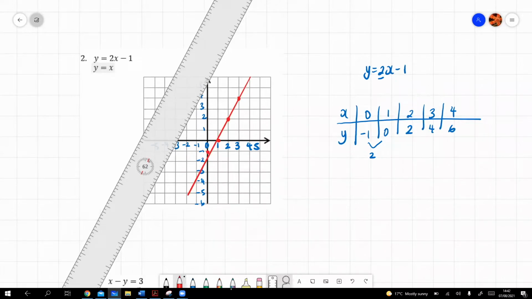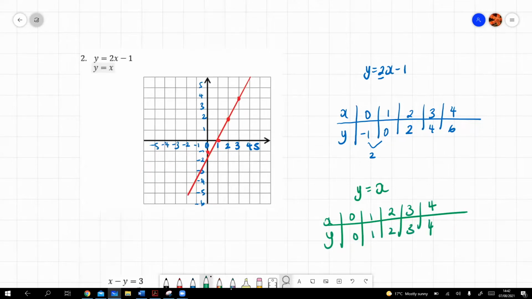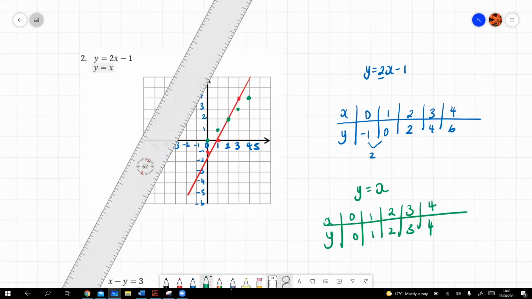The next one, I'm going to do y equals x, so let's do it in green. That is pretty simple and straightforward, isn't it? 0, 1, 2, 3, 4. Whatever x is, y is going to be the same. 0, 1, 2, 3, 4. Get rid of the ruler. So 0, 0; 1, 1; 2, 2; and you can already see 3, 3 and 4, 4, where it's going to intersect, can't you?